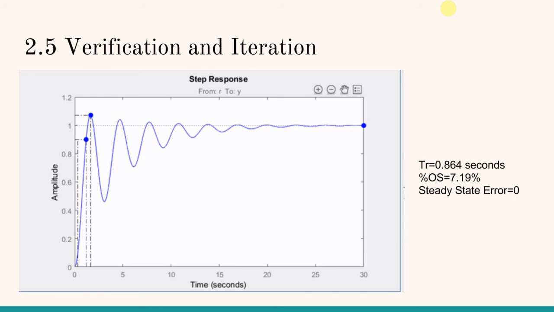For verification and iteration, we chose to change these zero values until we were able to reach our final controller. As you can see, when plugged into Simulink, our rise time actually reaches down to 0.864 seconds, which is under our goal of 1 second. Our percent overshoot is equal to 7.19%, which is under our goal of 10%, and we were able to reach a steady state error of 0, which also fits our design requirement.